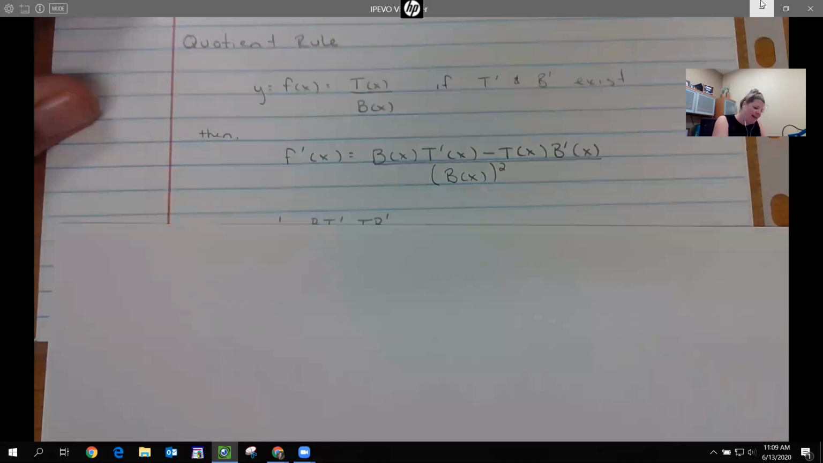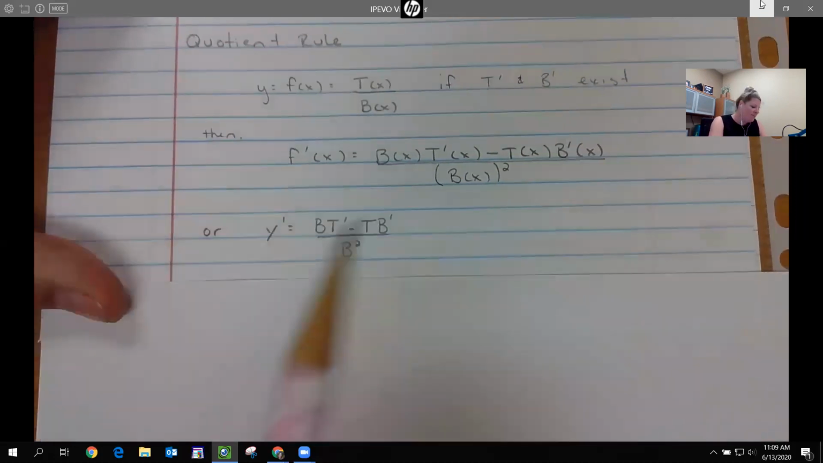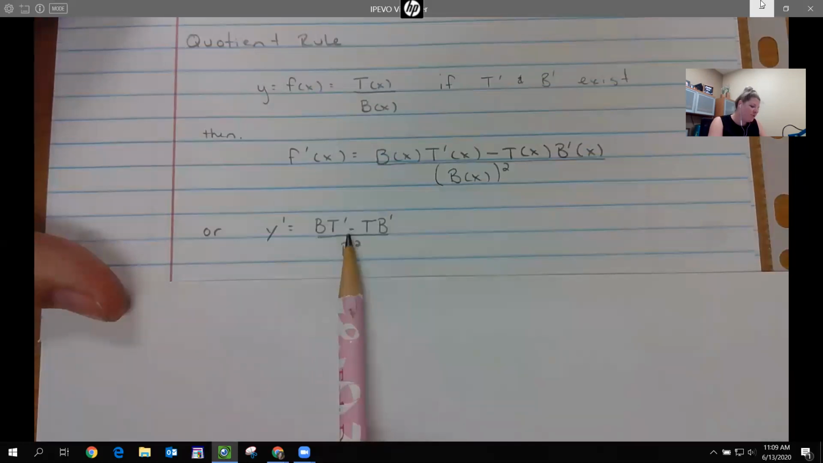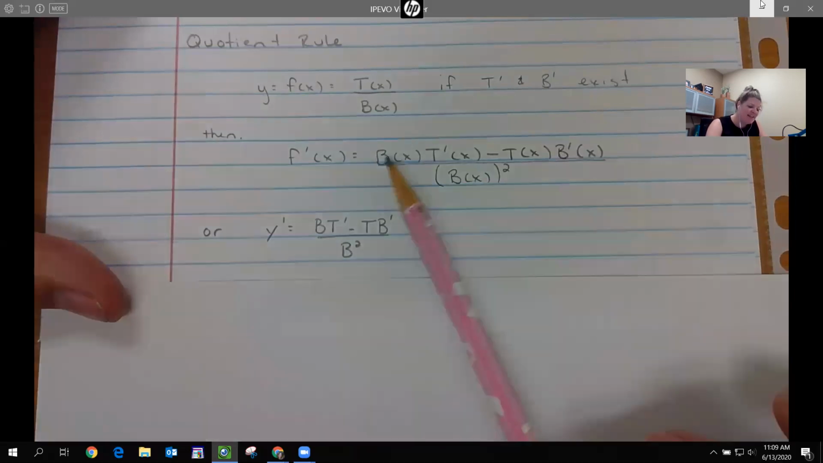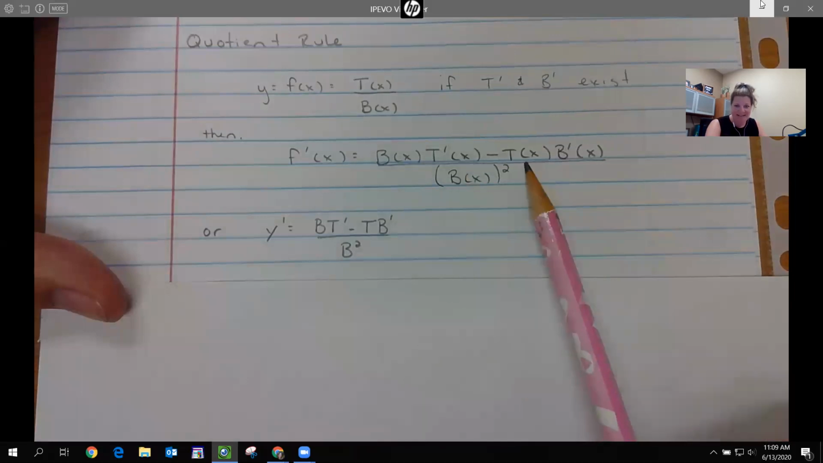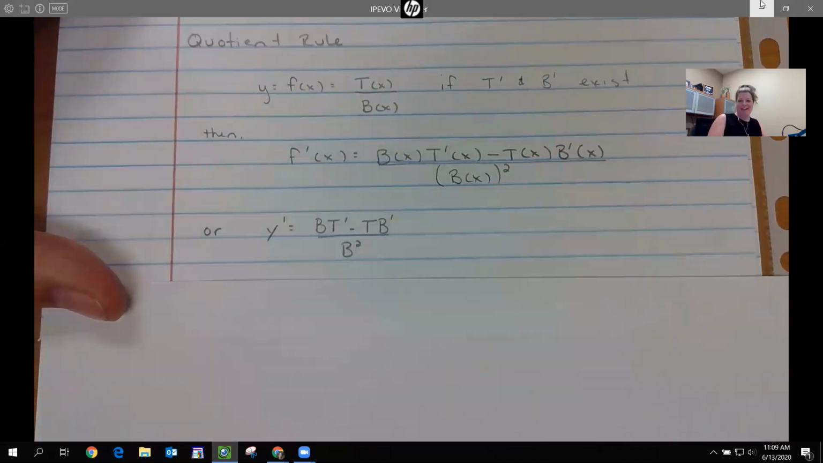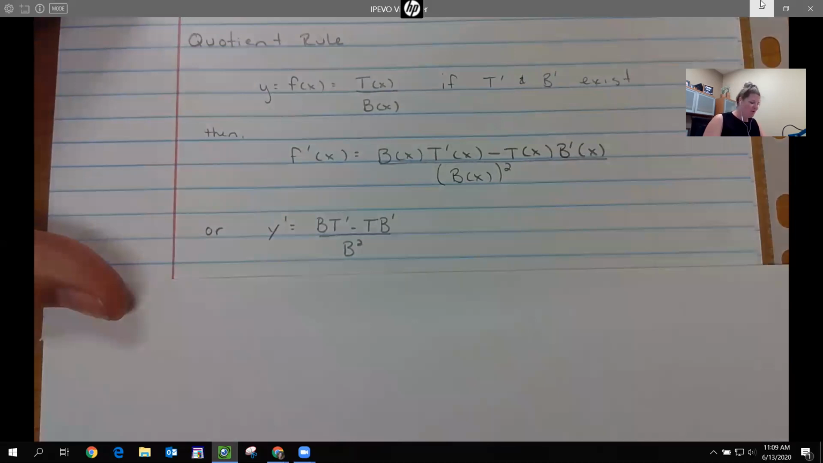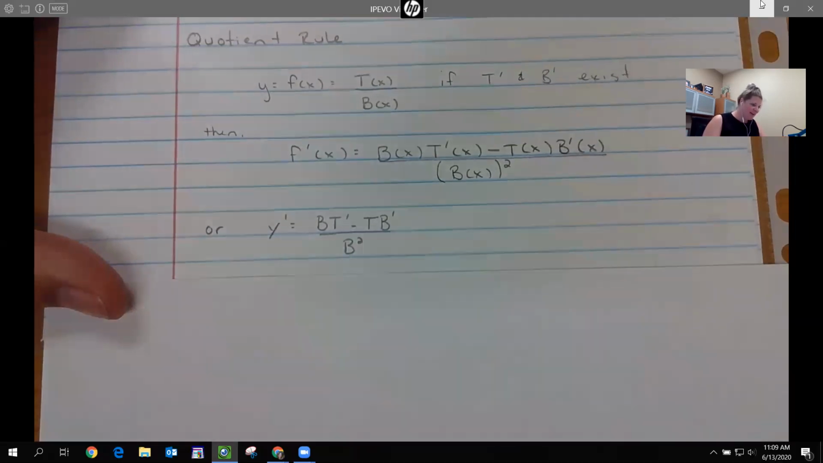Okay, shortcut: bottom derivative of the top minus top derivative of the bottom over bottom squared. So they have a saying that goes: low d high minus high d low over low squared. There you go. So you'll hear that from people. Oh, quotient rule. I'm going to need low d high minus high d low. Either way. Okay, let's use it.